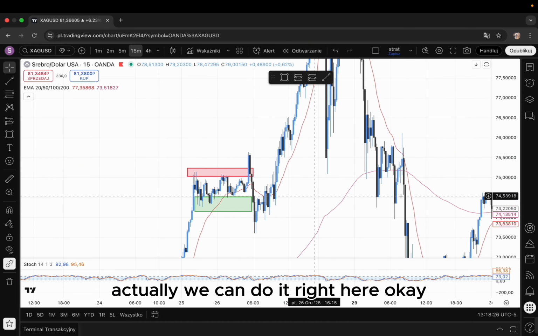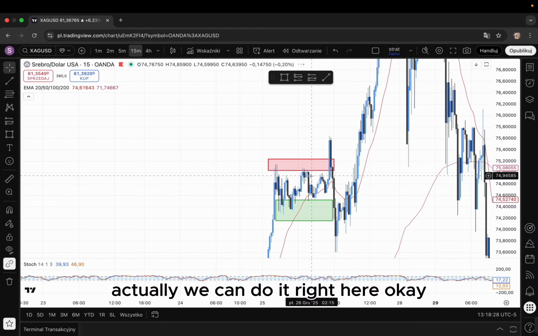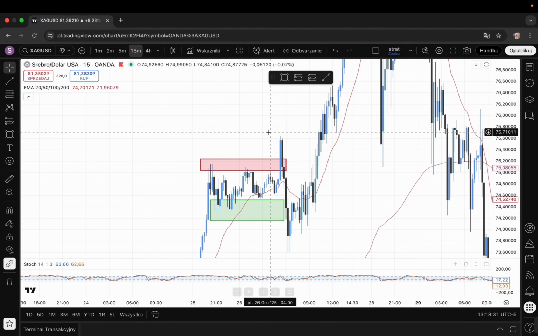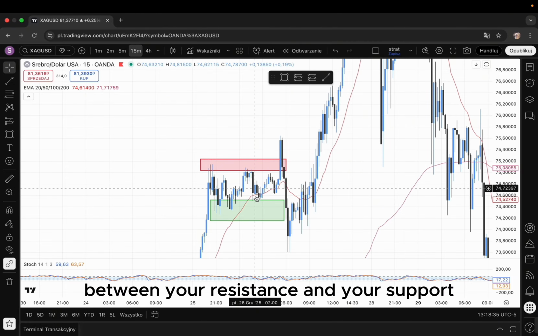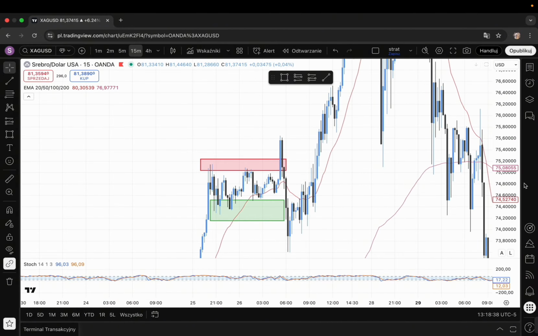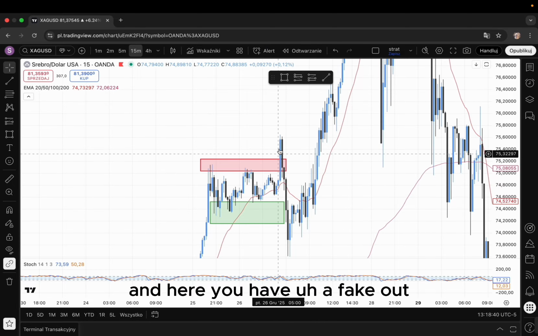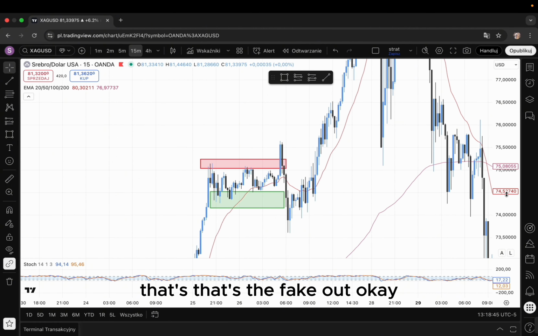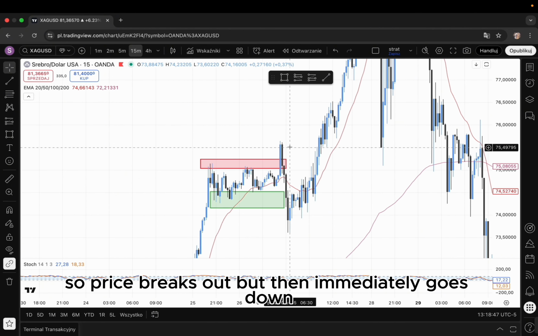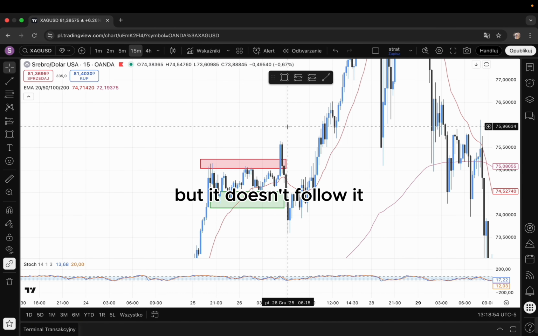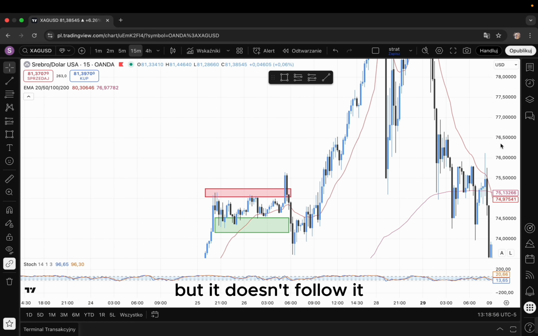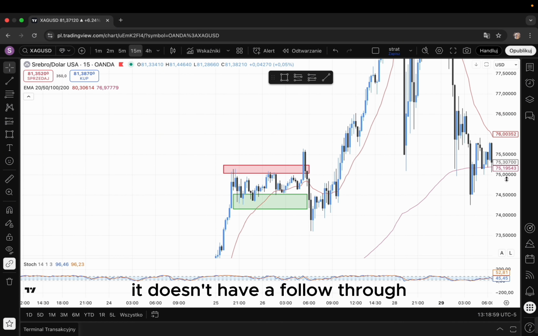Actually, we can do it right here. As you can see, the price is ranging between your resistance and your support, and here you have a fake out. That's the fake out. Price breaks out, but then immediately goes down, and that's a fake out because it breaks, but it doesn't follow. It doesn't have a follow through.